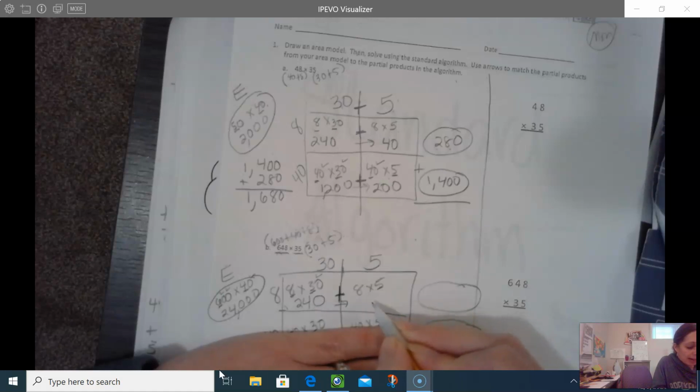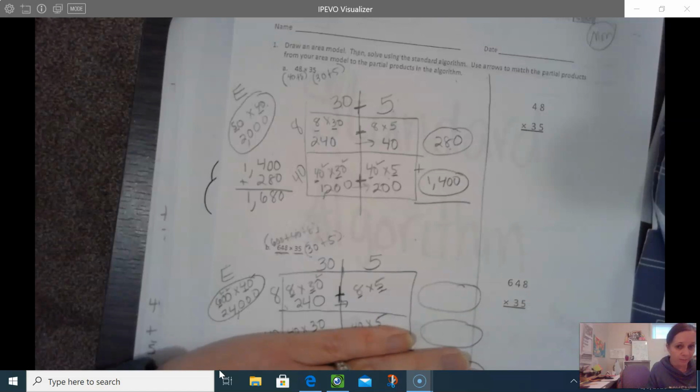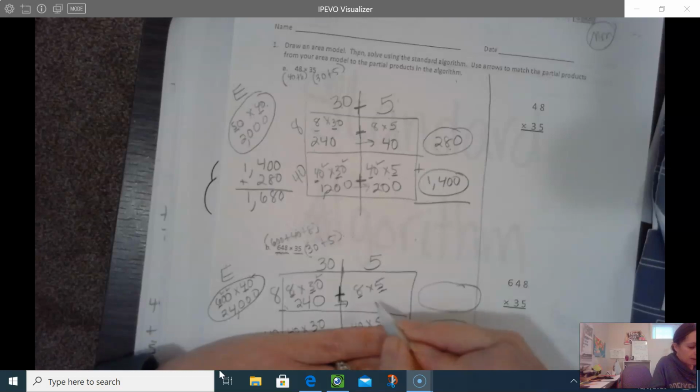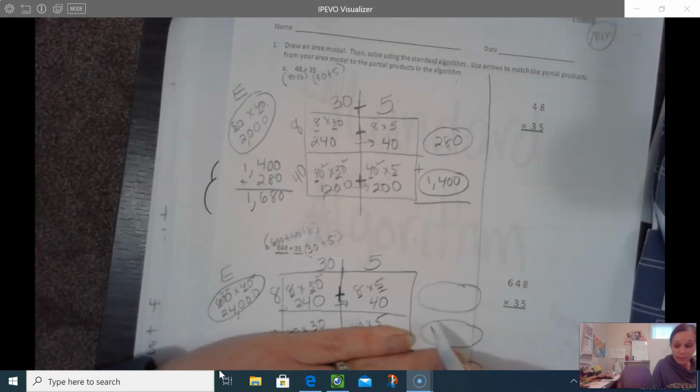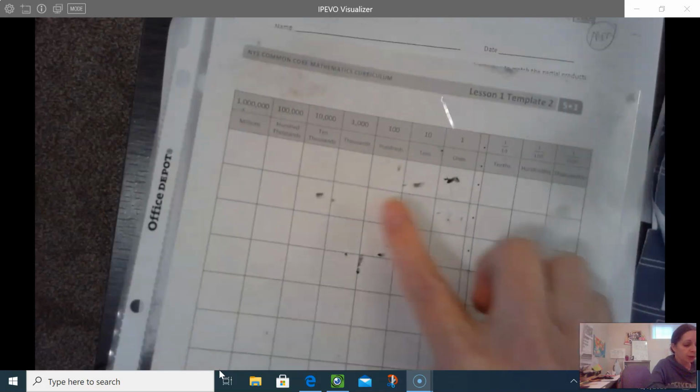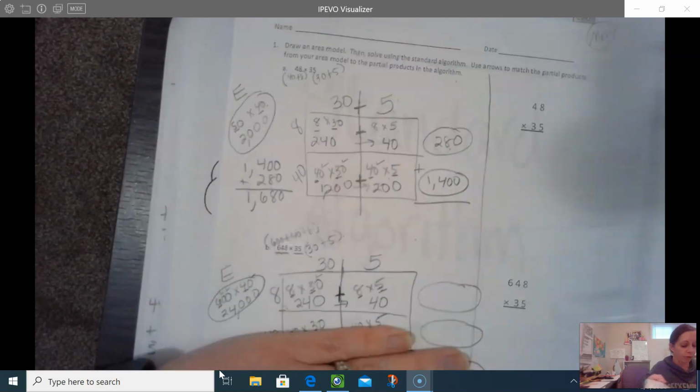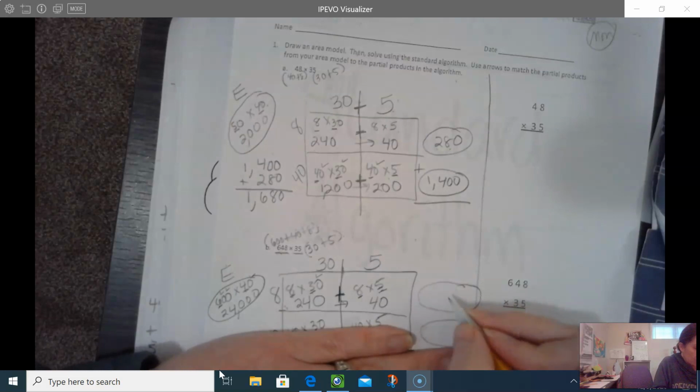Then I'm going to look at my chart, 8 times 5. Go ahead and figure that out, or counting by 5 8 times. And you should have a 40 for that one. So if you can do that adding in your head, go ahead and do that. If you can't, then go ahead and put that 240 plus 40 more over here. Either way that you do it, you're going to write your answer over here.